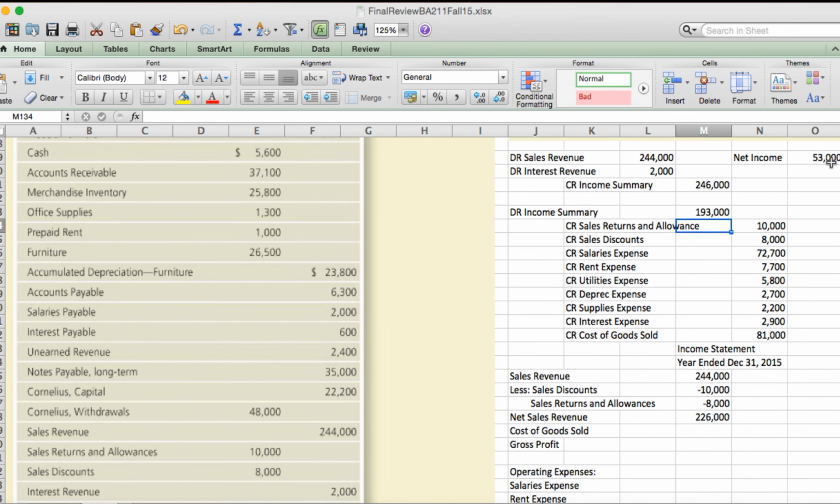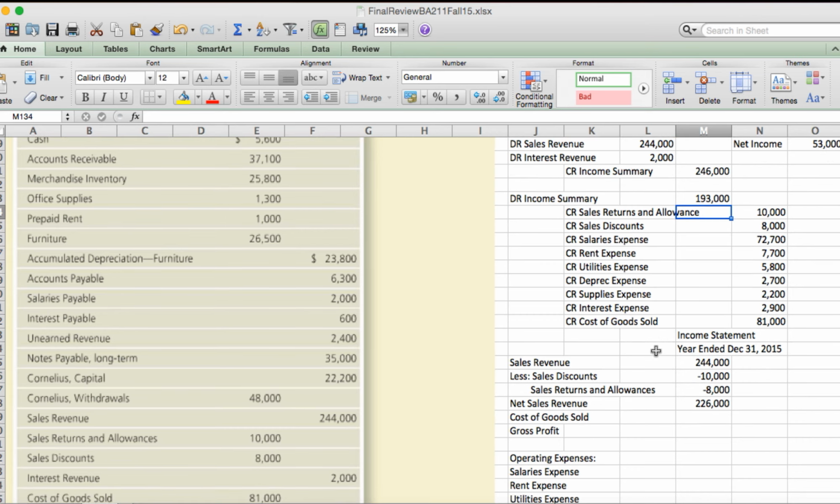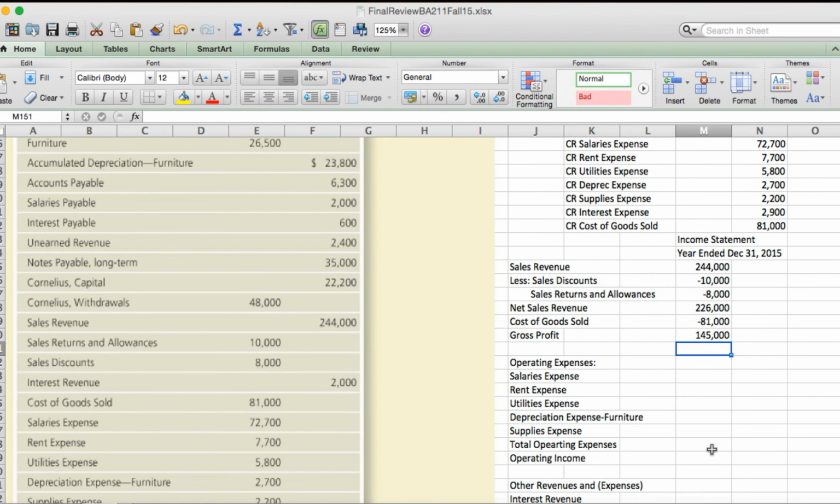Okay, so now my net income is $53,000 when I add in cost of goods sold there. And then going back down to my income statement, next step in the income statement is cost of goods sold, which is $81,000. And when we total net sales revenue with cost of goods sold, that gives us our gross profit. Okay, so gross profit now is $145,000.